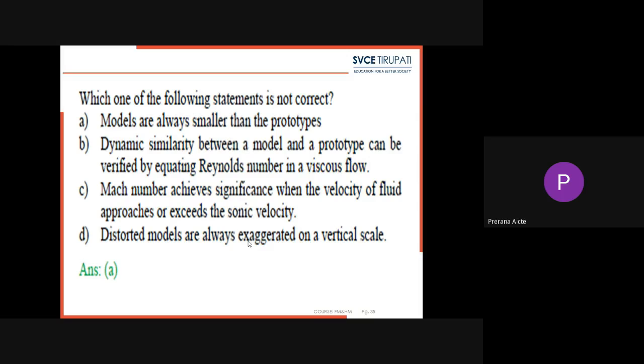Another one, dynamic similarity between the model and the prototype can be verified by equating Reynolds number in a viscous flow, of course. So it is true. Another one, Mach number achieves significance when the velocity of fluid approaches or exceeds the sonic velocity. So Mach number mainly depends on the sound, that is C equals square root of K by rho. So definitely it is the correct one. And the third one is distorted models are always exaggerated on a vertical scale, of course. So distorted models are exaggerated only on the vertical scale, but not on the horizontal scale. So B, C and D are correct, but not A. So A is not a correct one.